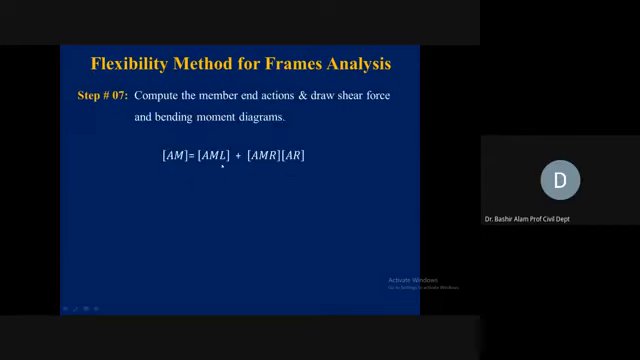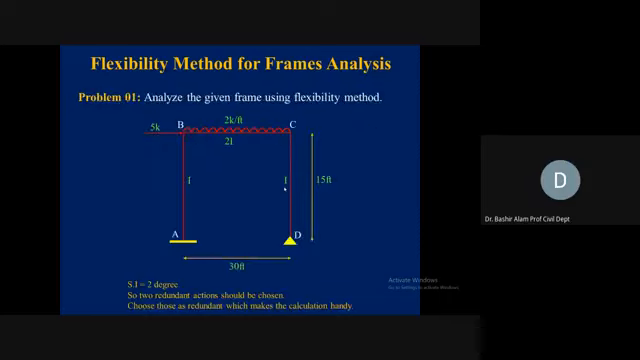Here again, the member actions: the same way, AM is equal to AML plus AMR times AR. So we can find out the member actions, and after that, we can draw the shear force and bending moment diagrams. So we start with a problem now.